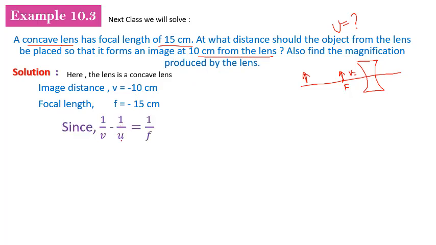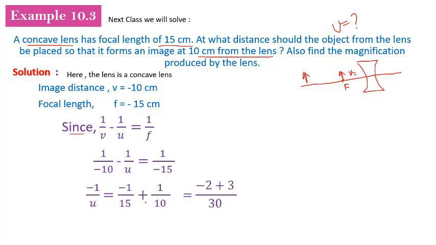By using lens formula, we have 1 by v minus 1 by u equals 1 by f. Okay, put the value of v and f. Take this value to the right hand side, keep minus 1 by u on the left hand side. Taking LCM of 15 and 10, we get 30. 15 2s are 30, so minus 2, 10 3s are 30, so plus 3. Minus 2 plus 3, 1 by 30.